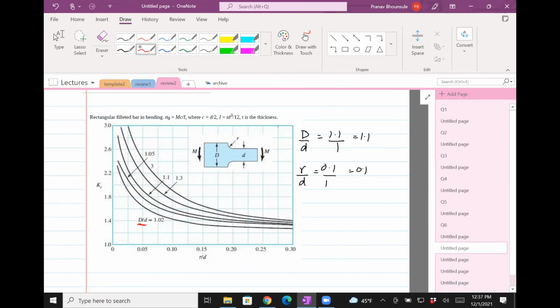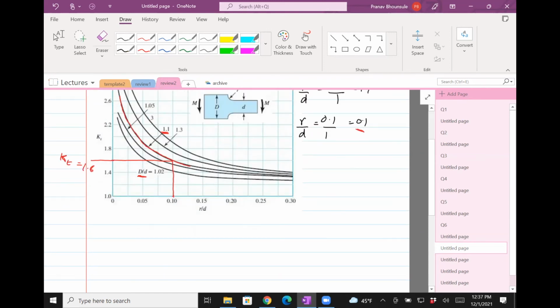So let's locate. So 1.1 is right here. So we're looking at this curve. And then we need to find where 0.1 is, which is here. So it's this. Okay, so it's conveniently at 1.6, right?